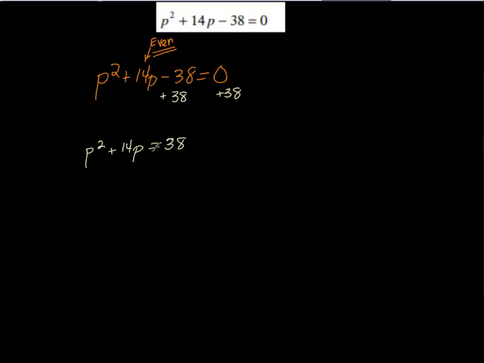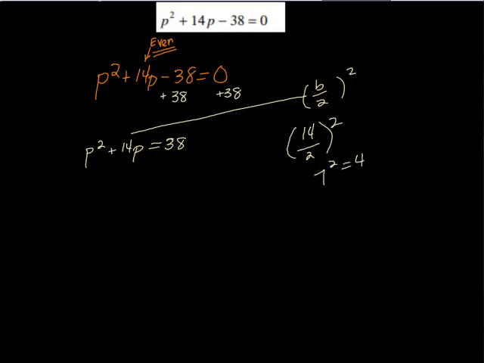Now here's the little trick we're going to use. We're going to take the b value, divide it by 2, and then square it. And that gives us our new c value, to create this perfect square that we're going to be using. So our b value is 14. 14 divided by 2 is 7. 7 squared is 49. So that's going to be our new c value.